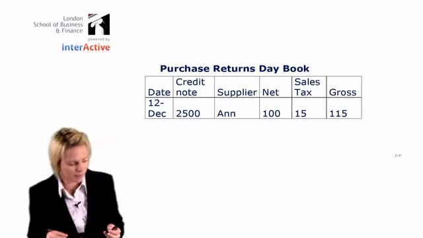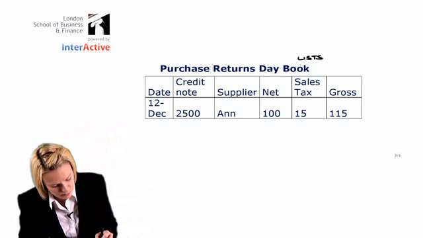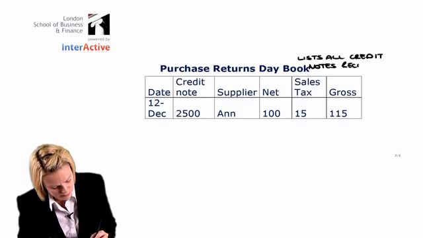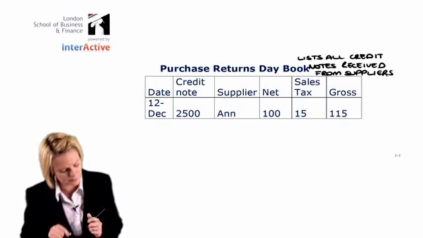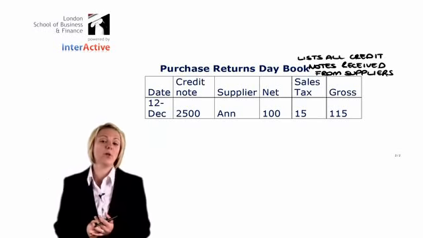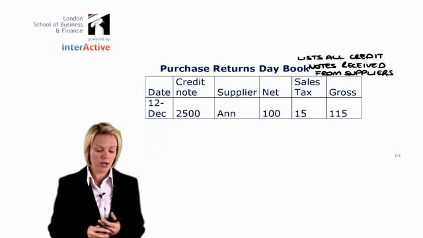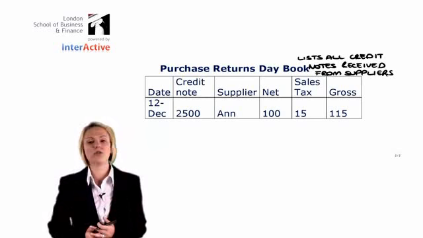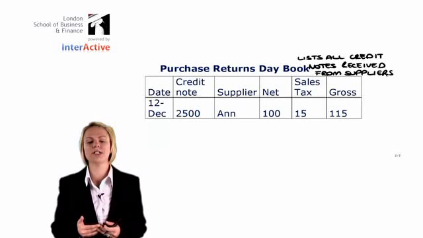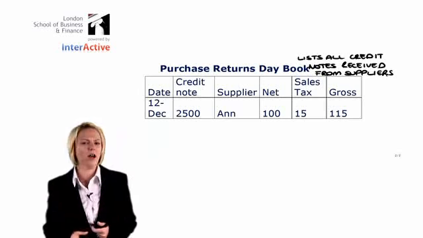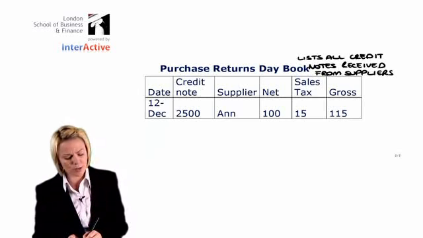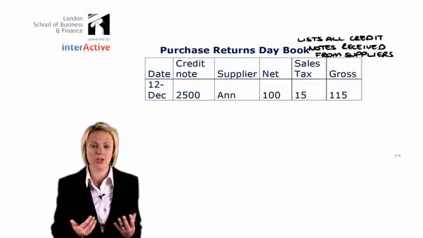Now, the purchase returns day book lists all credit notes received from suppliers. Now, much in the same way as what we did with the sales returns day book, purchase returns is where we are returning goods to the supplier and it's going to reduce the amount that we owe to our supplier. We like purchase returns, they're a good thing in terms of the fact that they reduce our expense of purchases.